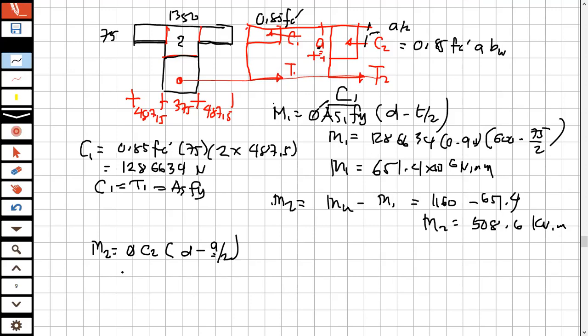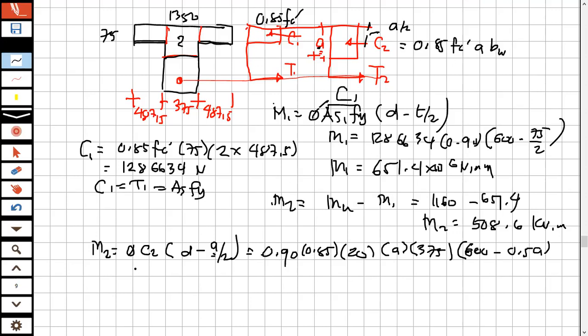So, what is C2? You have your 0.9, and then you have 0.85 f'c. What is f'c? 20. Then you have a. What is a? That is what is being asked. bw is 375. And then you have d. d is 600 minus a over 2, or 0.5a.